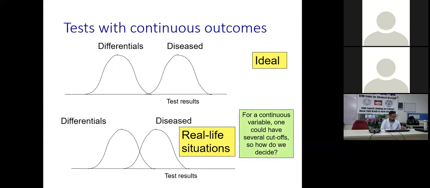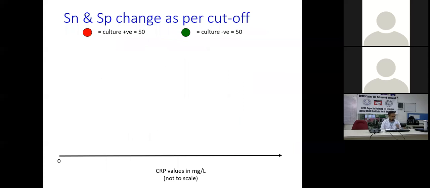So for a continuous variable, one could have several cutoffs. So how does one decide what is the optimal cutoff? Now the thing is that sensitivity and specificity change as per cutoff. Let's take an example. We're again going to talk about CRP and blood culture.